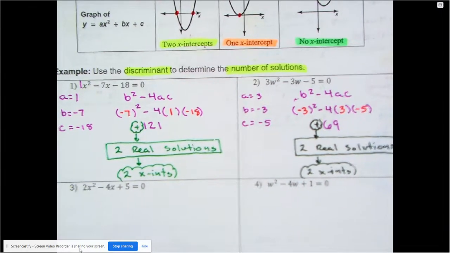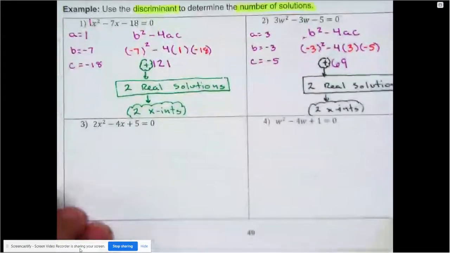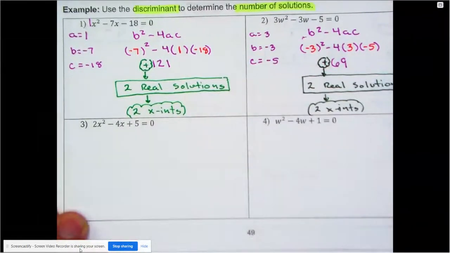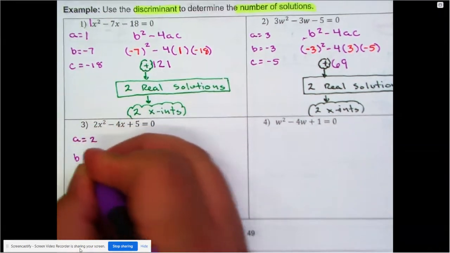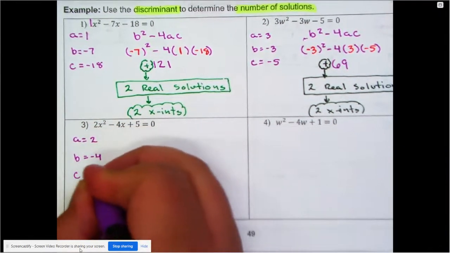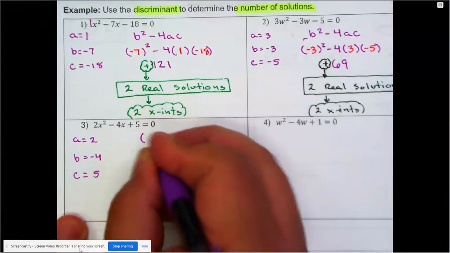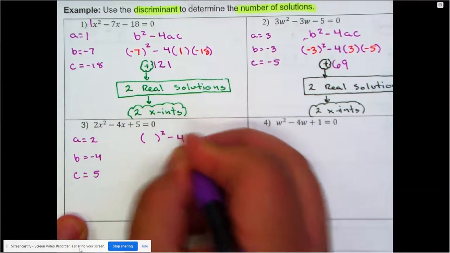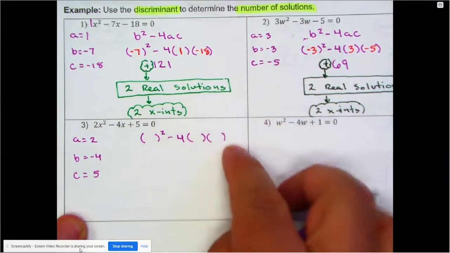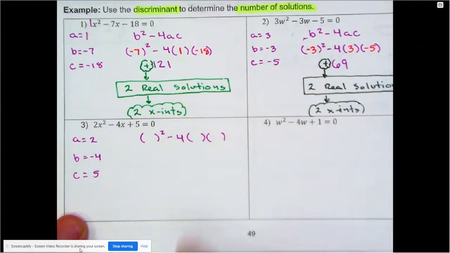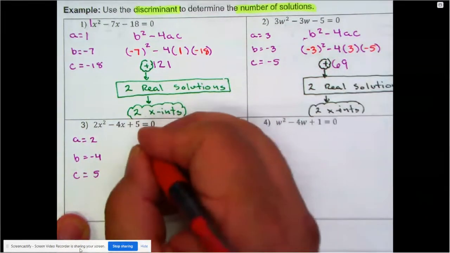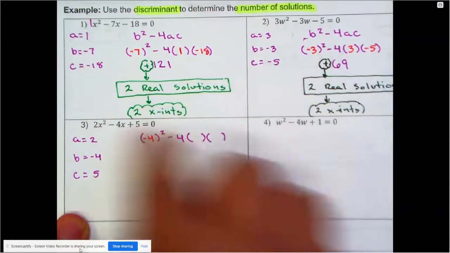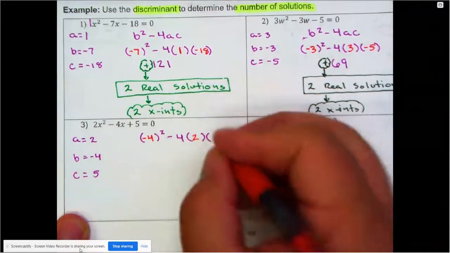All right, so hopefully you're getting the idea here. It's very straightforward. So let's look at number 3 here. Here we go again. A is equal to 2, B is equal to -4, and C is equal to 5. All right, here we go. Something squared minus 4AC, but every time I say a letter, notice how we're just going to jump right into it like you should in your notebook today on your homework. All right, B value, -4. A value, 2, C value, 5.